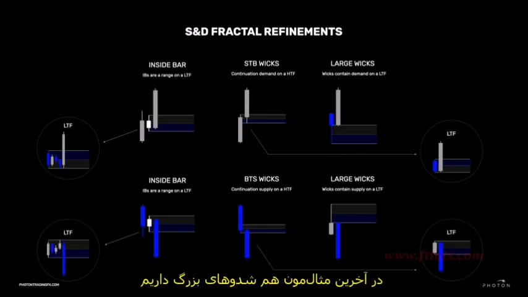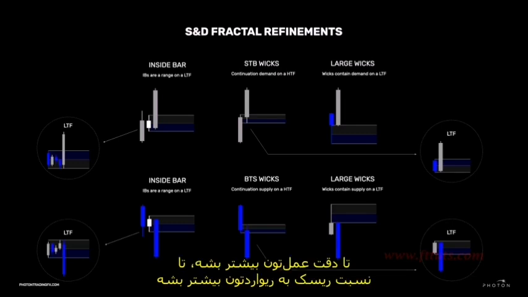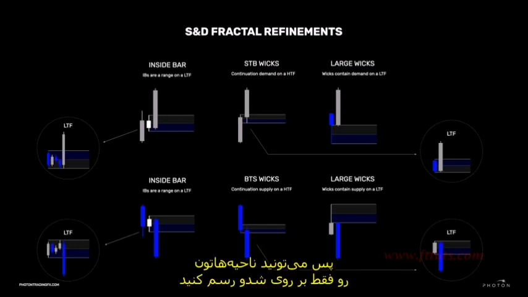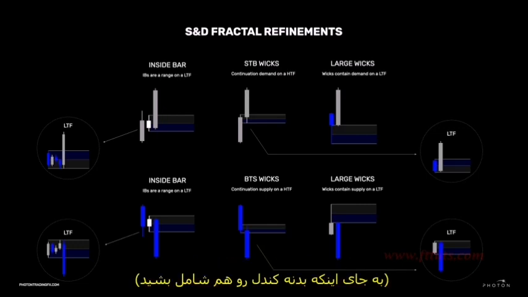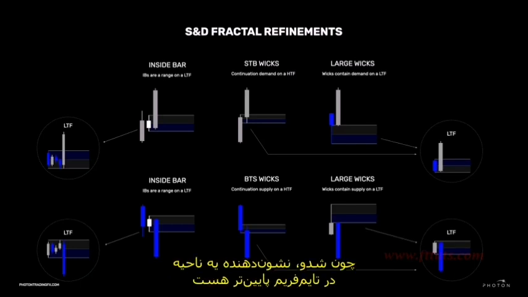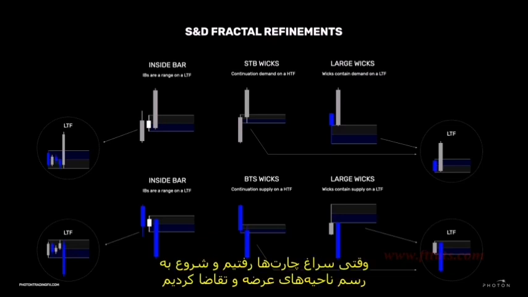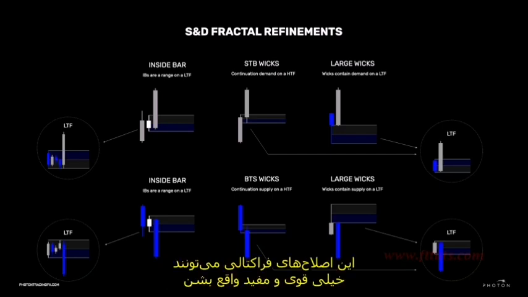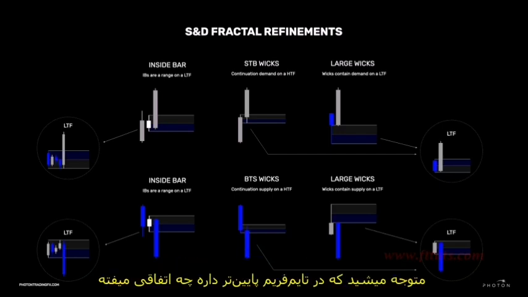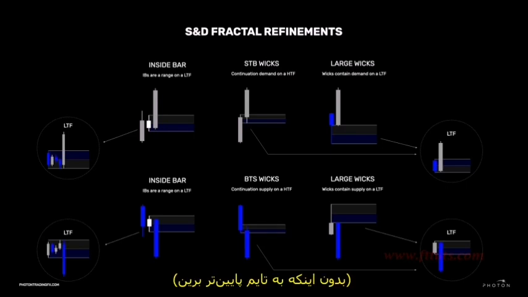And then the final example we have here is when we have large wicks. So if you want to refine this further, right, because you want to make your zone smaller to increase your accuracy, to increase your reward to risk ratio, then you can simply draw the zone covering only the wick rather than including the body of the candle too. And the reason why we do this is because that wick will contain a zone on a lower time frame. So when we hop on the charts and we start drawing supply and demand zones, these fractal refinements can be very powerful and useful, whereby you can really understand and see what is actually happening on a lower time frame without even having to go down and look at it.